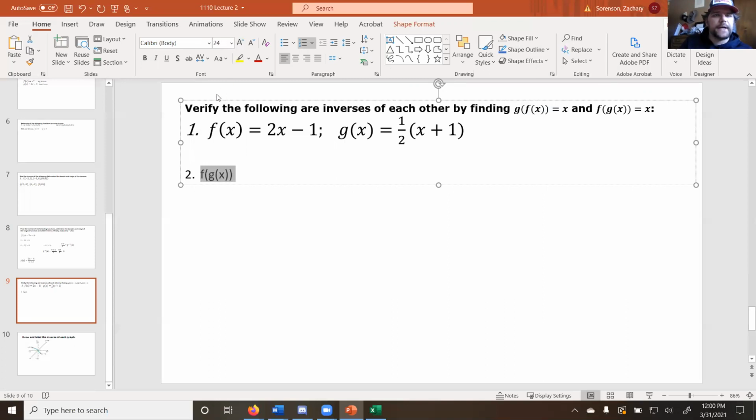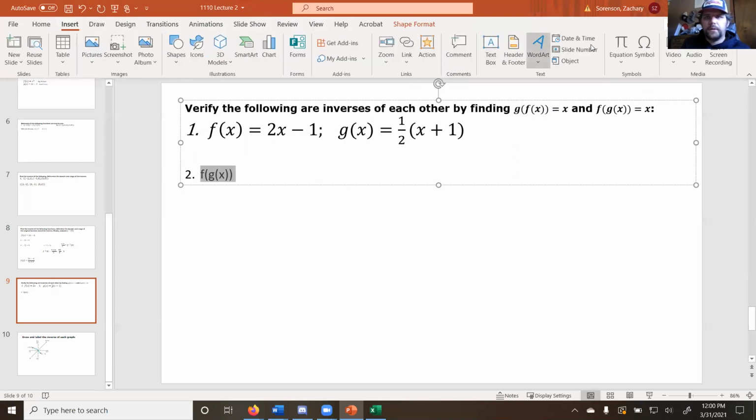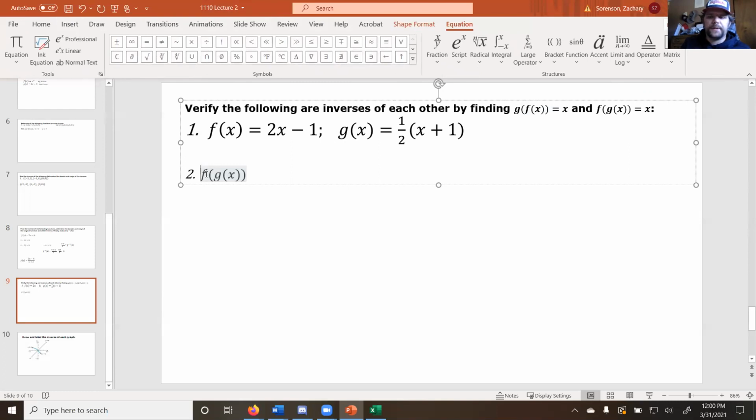Or even more magical, the other direction works. So let's say that you don't want to plug in f of g of x for whatever reason. You can go the other direction. Either way, you should return a value of x. So the order doesn't necessarily matter with this. Okay, so how do I find f of g of x?